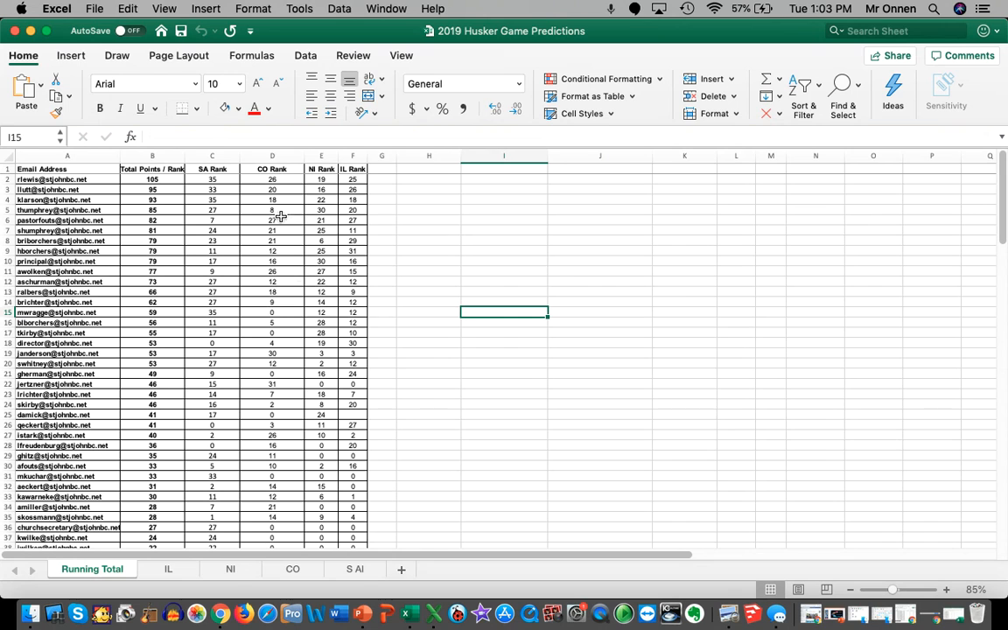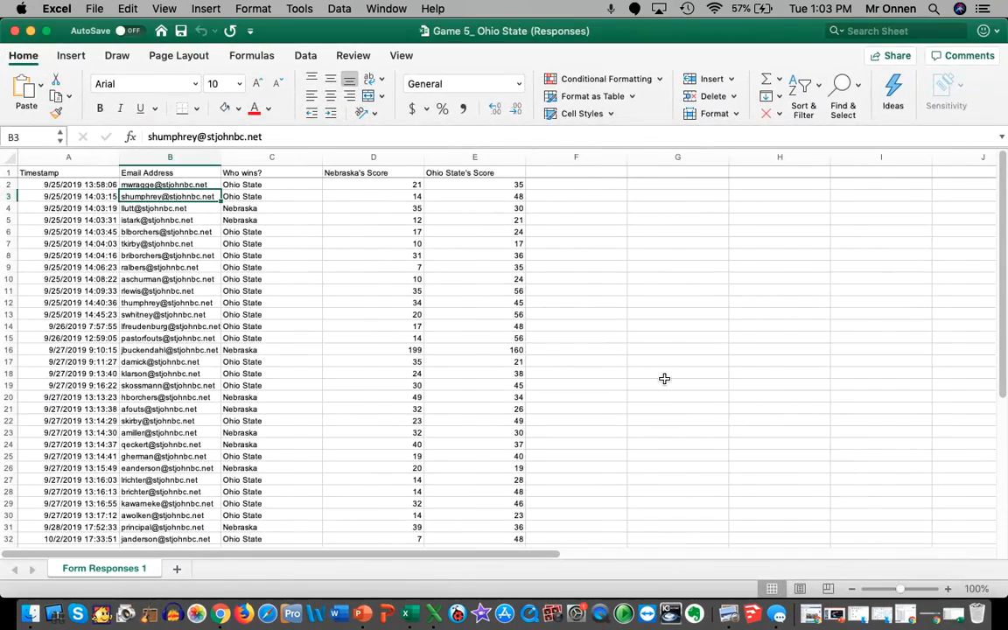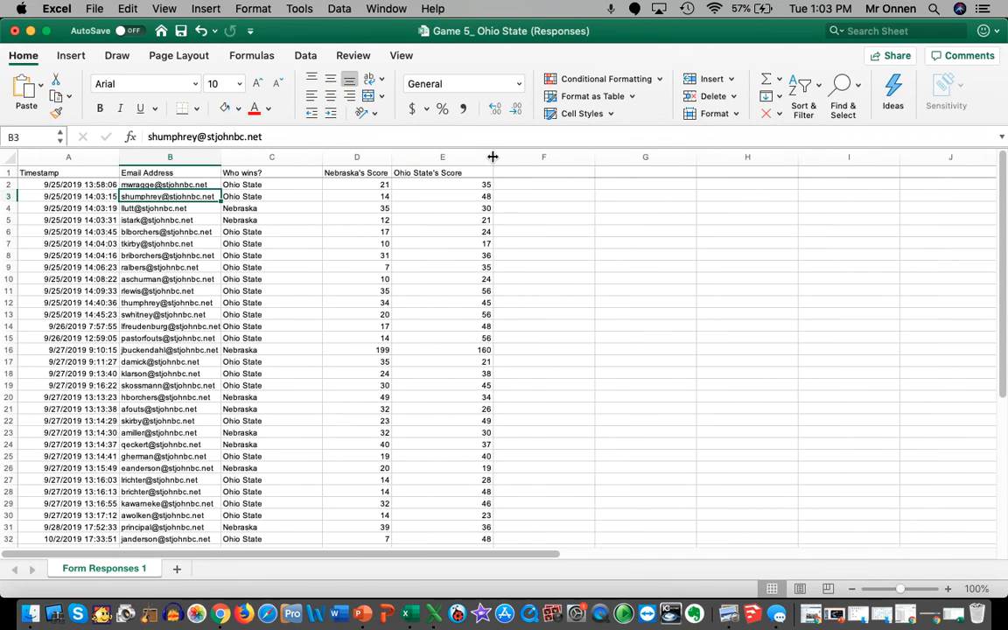So Ohio State is here. Nope, running total. This is everything. Ohio State is down here. So here's what we're going to do. First, we're going to sort all of this data.